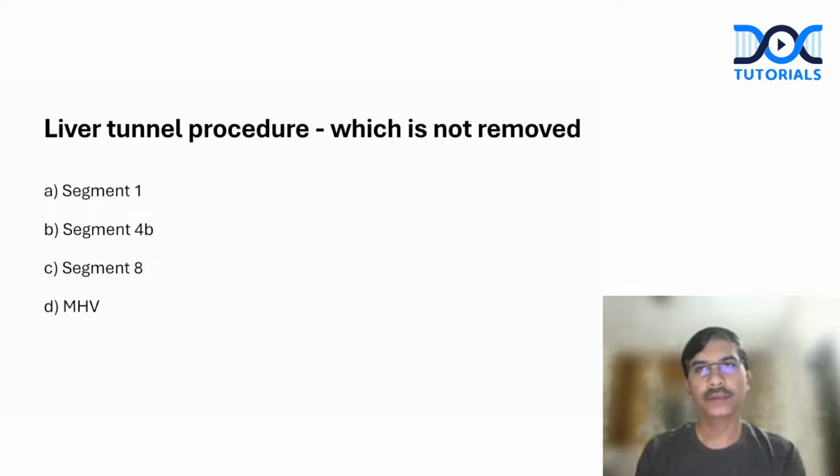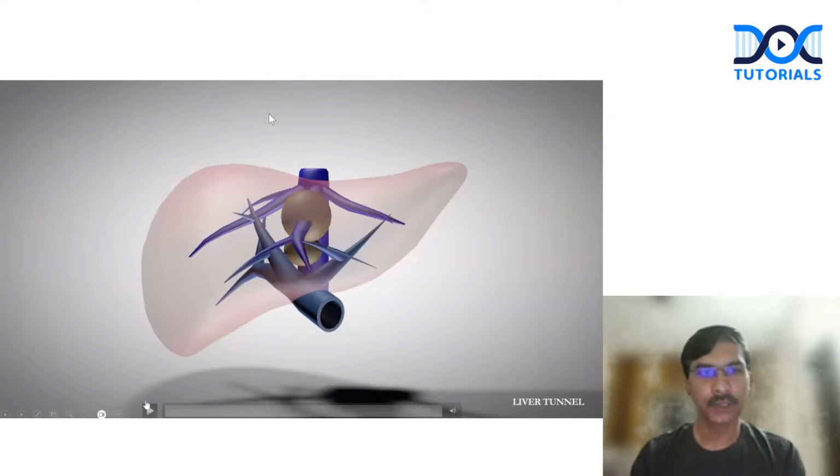The first question I'm going to discuss is: a liver tunnel procedure, which is not removed. The options are segment 1, segment 4B, segment 8, and middle hepatic vein. The answer is segment 4B. See, liver tunnel is a procedure. I'll just run a short video, which will give you a clear-cut idea.